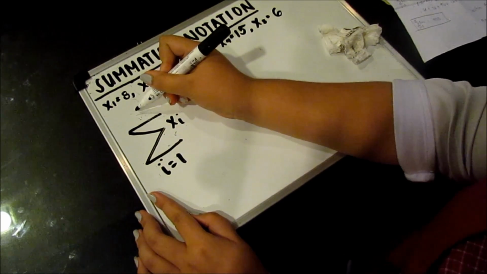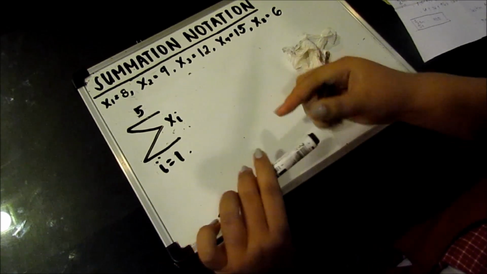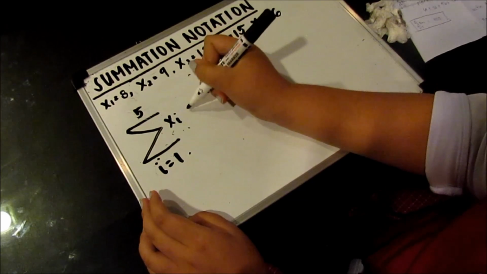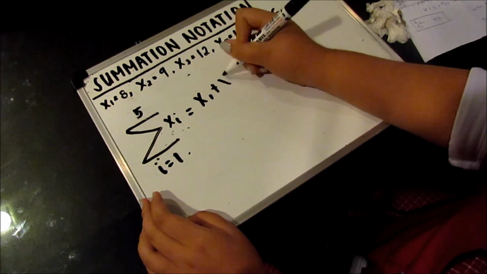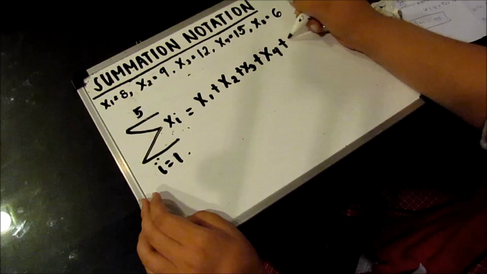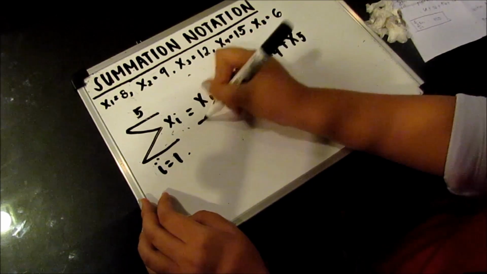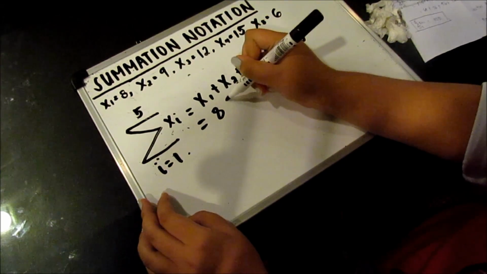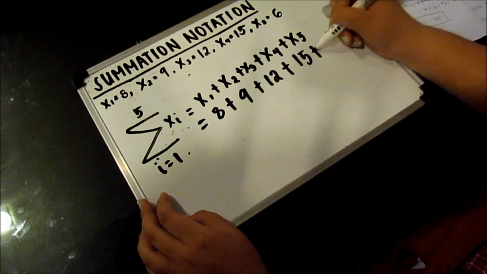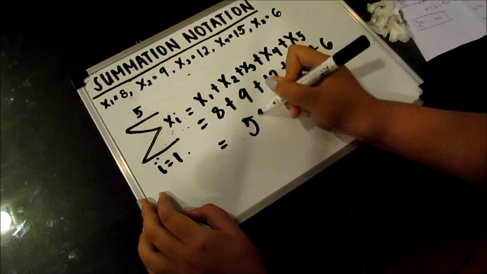For example, we have this equation. The sum of the value of xi starting at 1 and ending with 5. So here are the given set of data. Now we will be starting with x sub 1 plus x sub 2 plus x sub 3 plus x sub 4 plus x sub 5. And now we will be transposing the given set of data with the sample data. 8 plus 9 plus 12 plus 15 plus 6. And now we will get the total sum of this data. The answer will be 50.